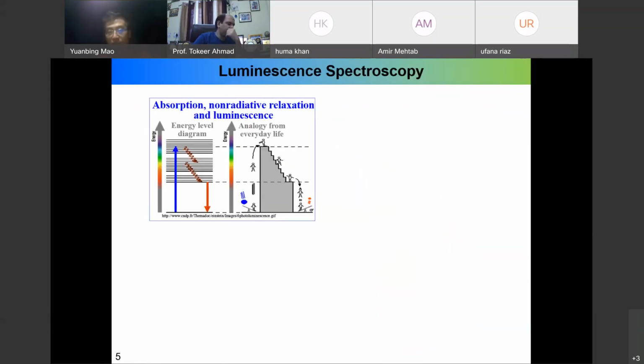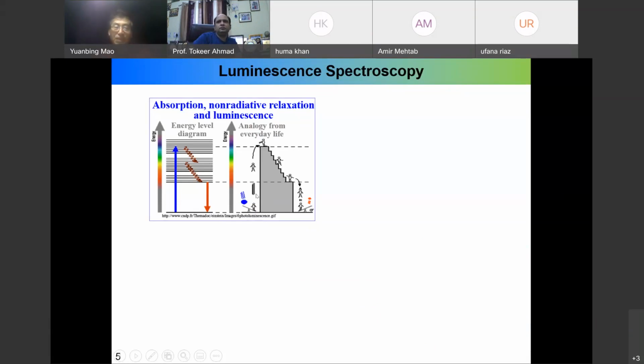First I want to introduce a couple of types of luminescence spectra. Yesterday we talked about the absorption spectrum, and then we went through the non-radiative relaxation, and then the luminescence.